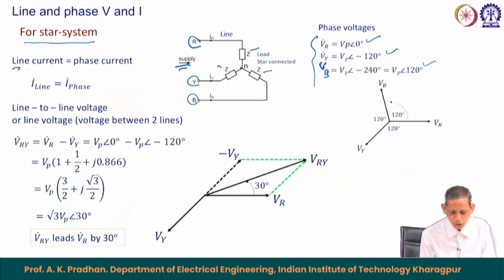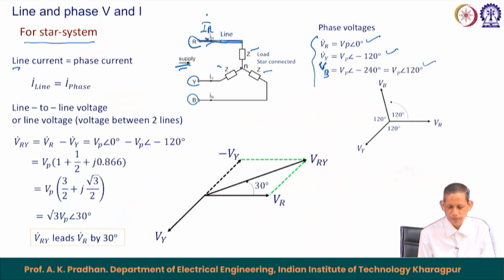The current which flows in the line is I R here. That is the line current. By line I mean the supply lines or the supply cables, and the current which flows in that R phase line is the I R current. So, that is about the line current.